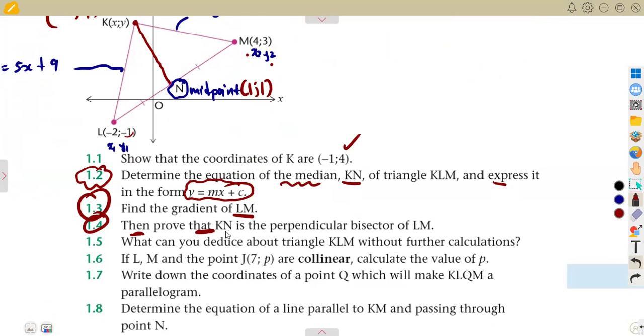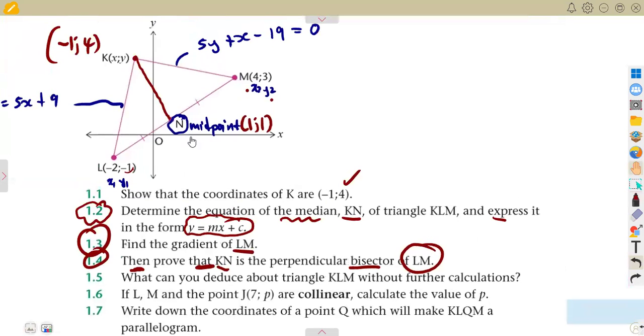So then prove that Kn is the perpendicular bisector of Lm. All right. Before we did, we talked about this. Remember, Kn, this is our Kn, guys. All right. This is our Kn, this one. Remember, before we said N is the midpoint, remember. But here they're not only about to be a bisector. To bisect, guys, it means to divide into 2 equal parts. That is to divide. That is to bisect. To divide into 2 equal parts.